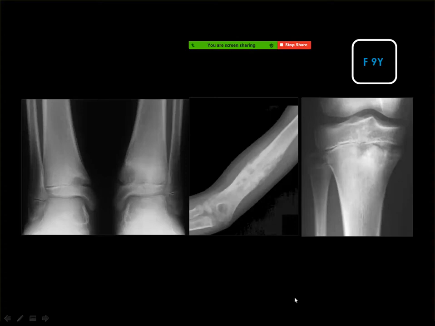Then this is a 9-year-old female with multiple lesions. And you see a lesion in the ankle on the left side and also another one on the right side. And this lesion is in the humerus and another lesion in the tibia. Then, in order to get the possible diagnosis, you have to differentiate first between neoplasm and infection. Do you think that these are neoplastic lesions or inflammatory?